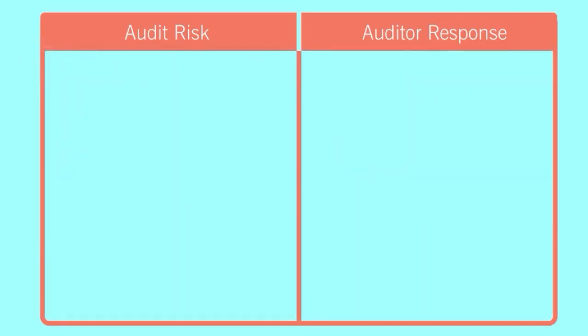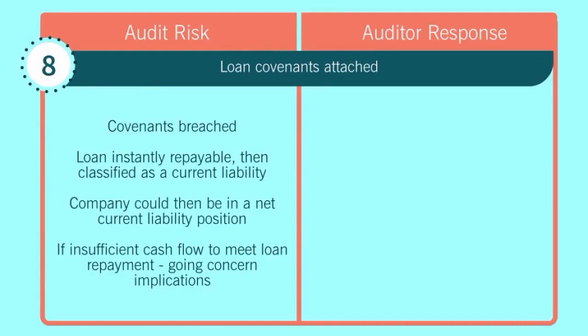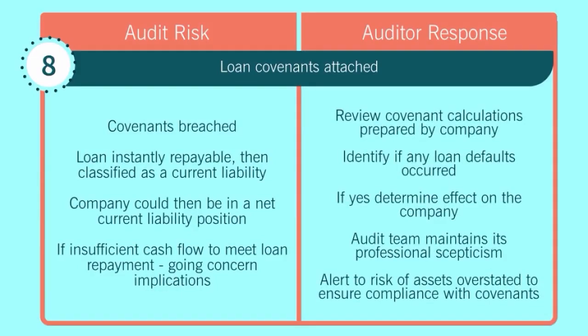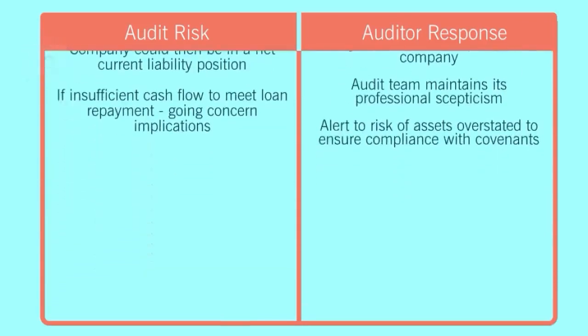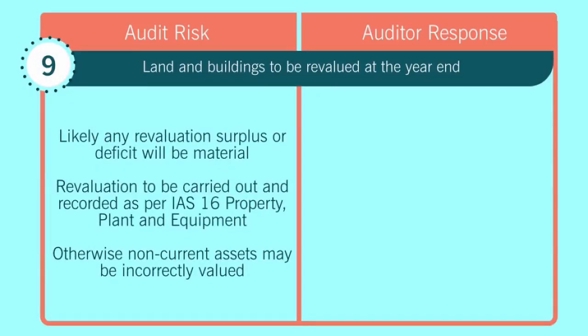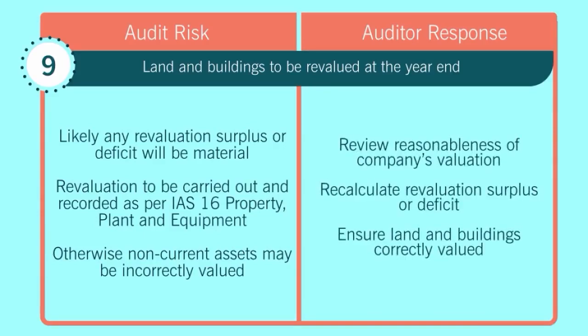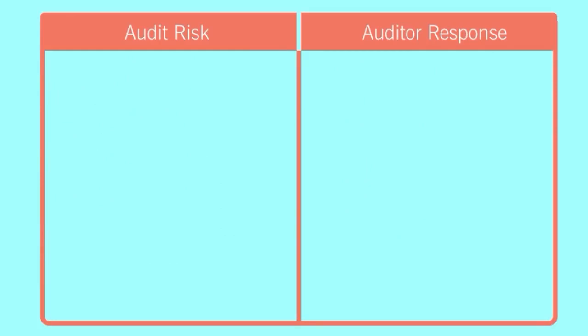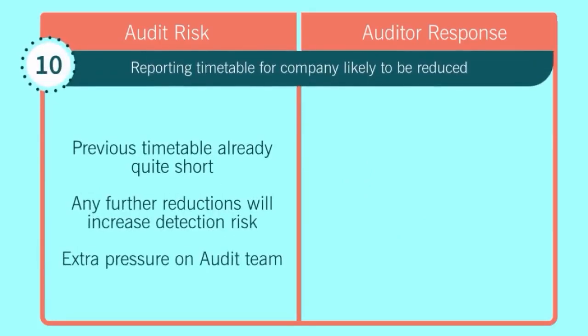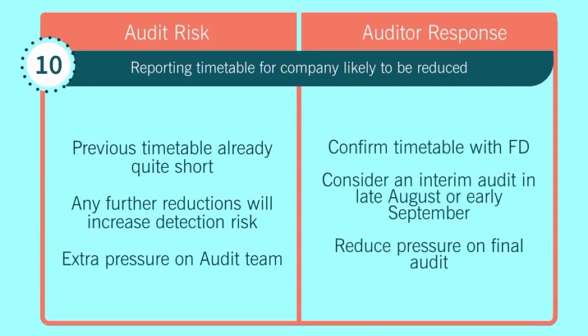The new long-term loan has covenants attached to it that need to be properly disclosed in the financial statements, with the audit team maintaining its professional skepticism, particularly in relation to the risk of the company overstating its assets. For land and buildings that will be revalued at the year end, the revaluations involved could be significant, and the auditor needs to review and recalculate to ensure valuations are correct. Reducing the reporting timetable for the company, which is already quite short, may only be achievable by way of carrying out an interim audit. This completes section B.